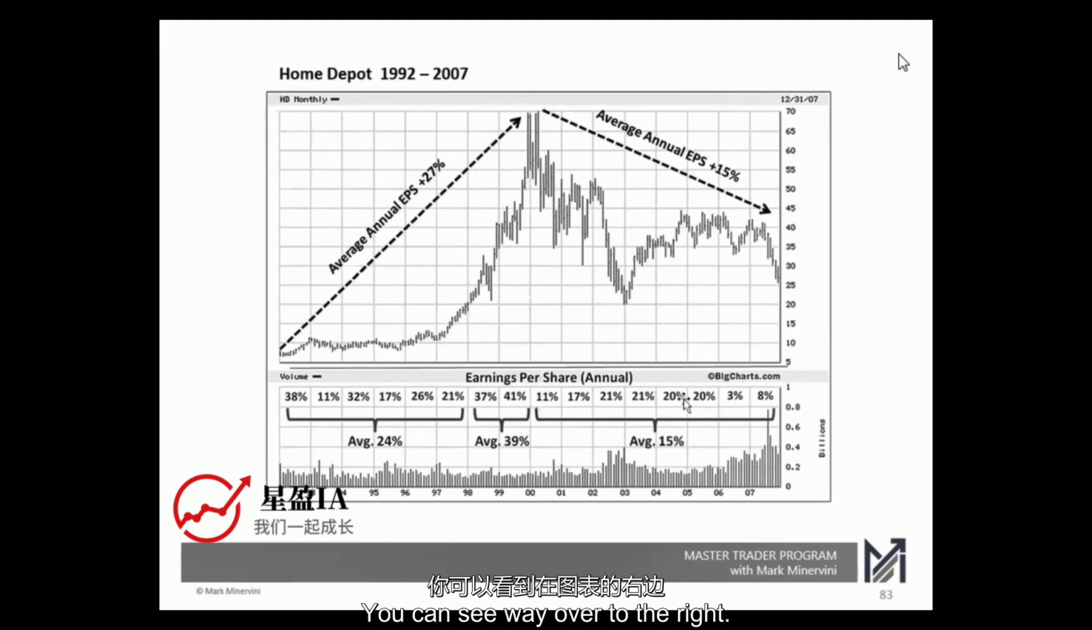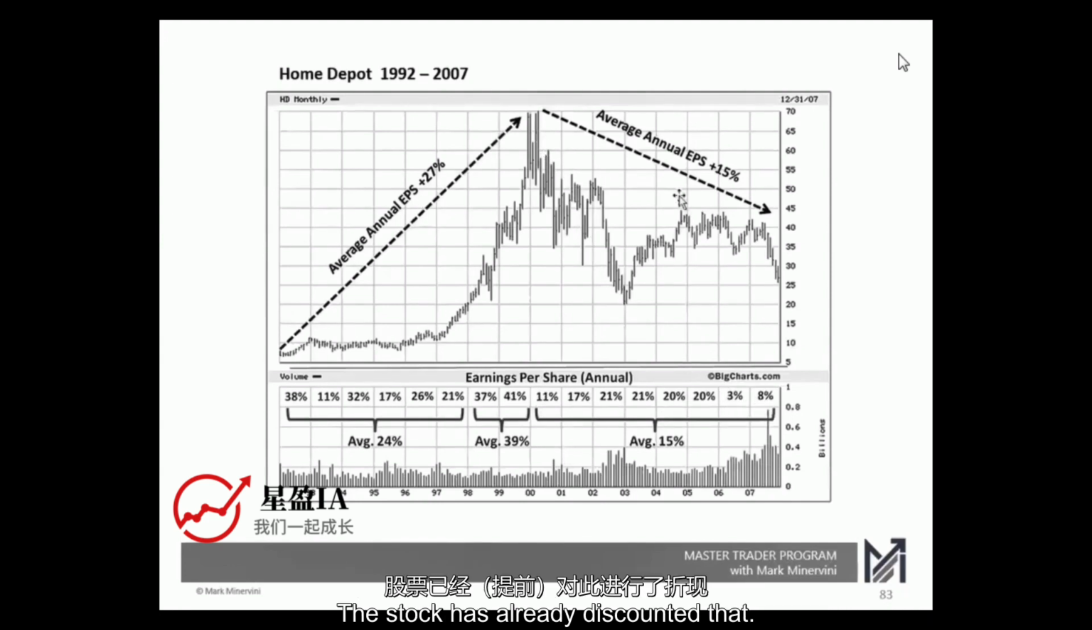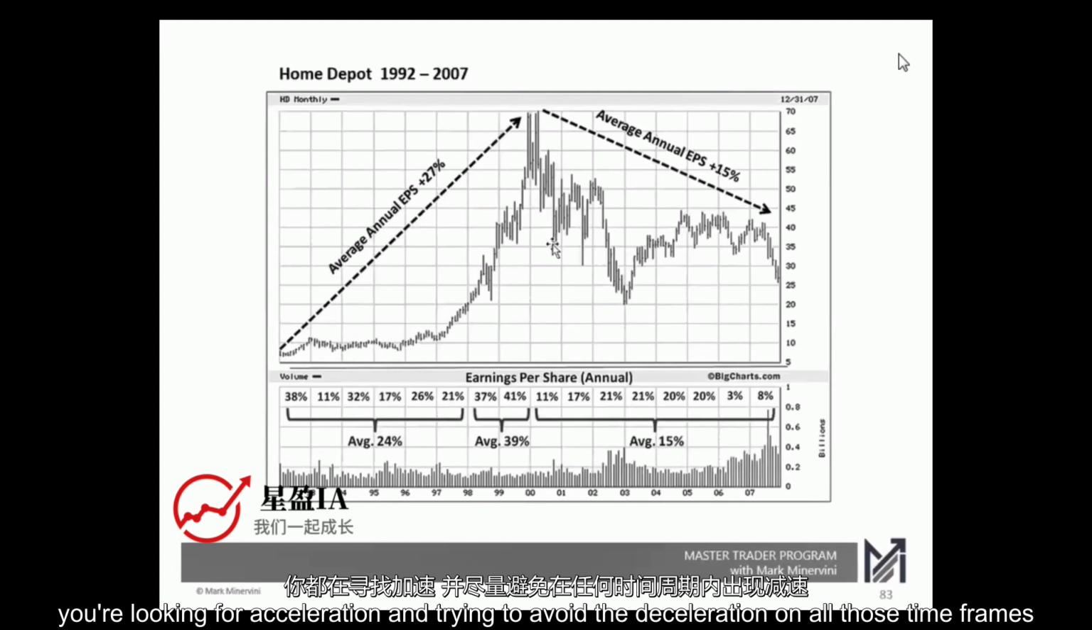And you can see way over to the right, this is where the earnings really start to come off here, just 3%, 8%. The stock has already discounted that, and the earnings have already averaged 15% versus 39%, less than half the earnings growth. So again, whether you're looking at annuals or quarterlies, you're looking for acceleration and trying to avoid the deceleration on all those time frames.